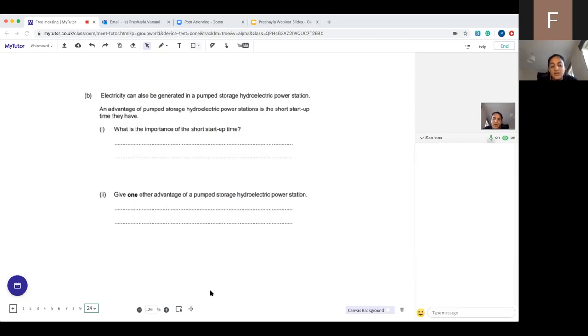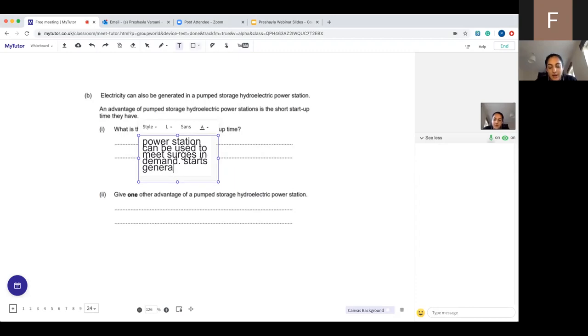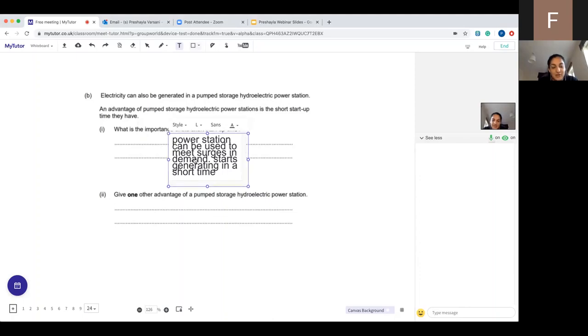Okay, so the reason that we place importance on a short startup time is so that the power station can be used to meet surges in demand. If there is a surge in demand, it can power up quickly and start creating energy quickly. Other things that you could have had is that it starts generating in a short time. Believe it or not, that is an answer that you could have had. However, saying switch on quickly is insufficient for this.